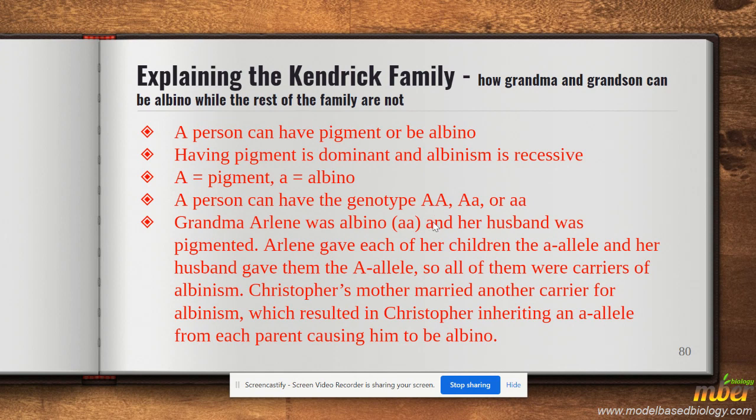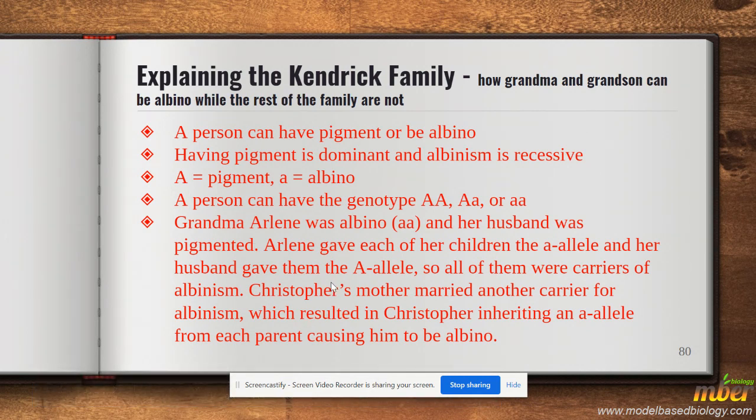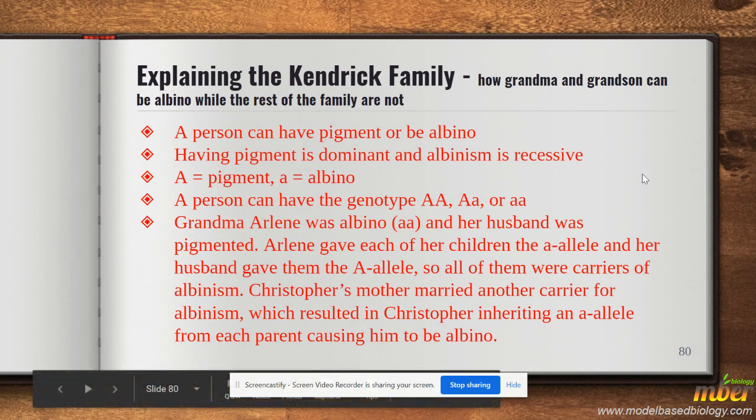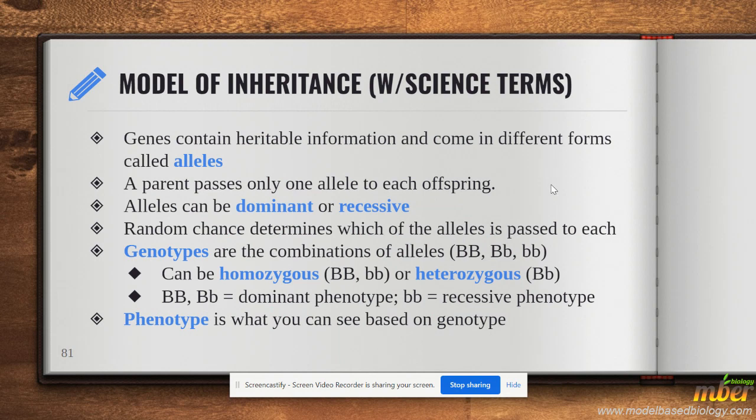Arlene was albino and her husband was pigmented. Arlene gave each of her children the little a allele and her husband gave them the A allele, so all of them were carriers of albinism. Christopher's mother married another carrier for albinism, which resulted in Christopher inheriting a little a allele from each parent, causing him to be albino.